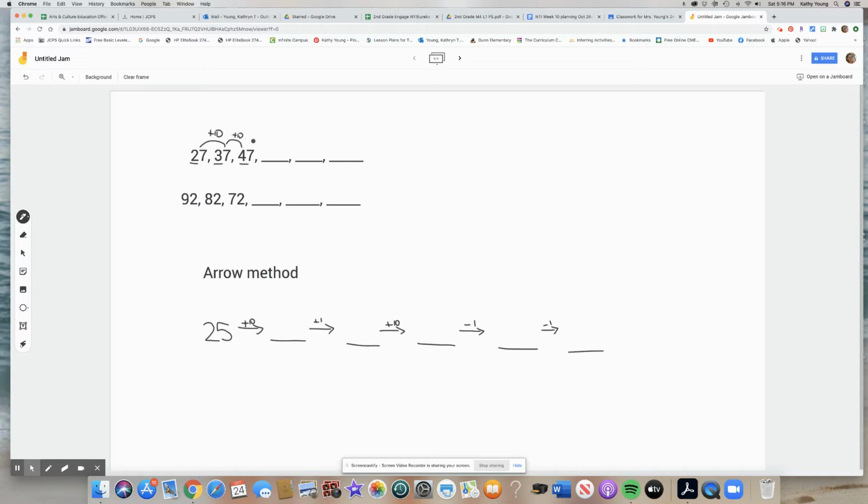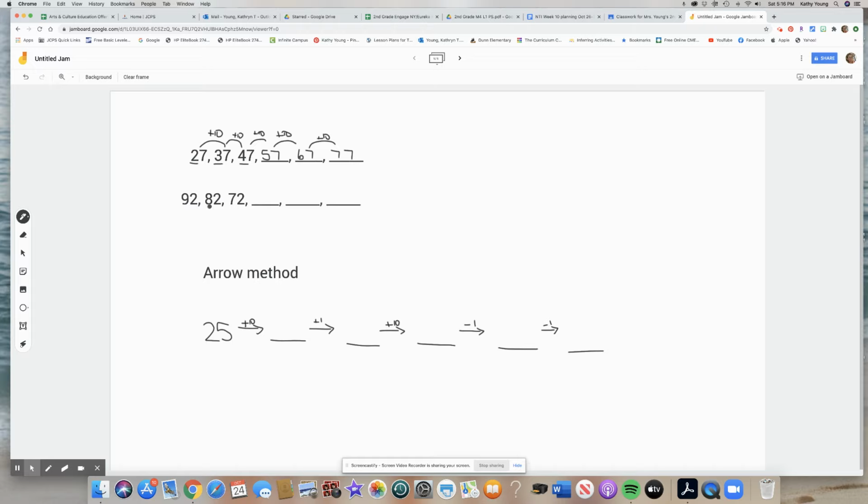So I'm going to continue that pattern. I'm going to add a 10. So that 4 will change into a 5, and my ones place does not change because I'm not adding any ones. I'm going to add a 10. 5 tens plus 1 ten is 6 tens. My 7 ones remains the same. And then if I add another 10, my 6 tens become 7 tens, and my 7 ones remain the same.